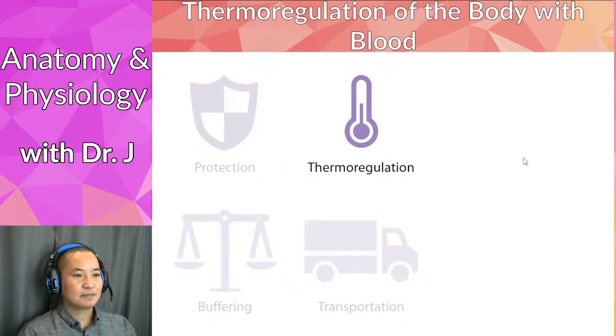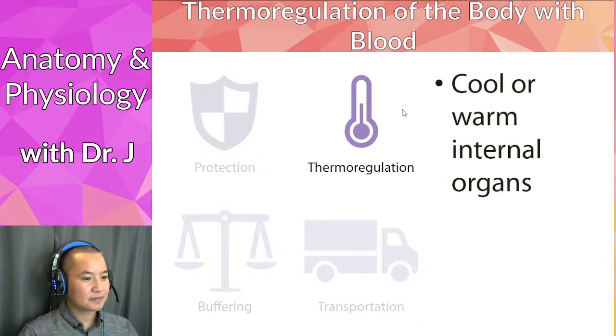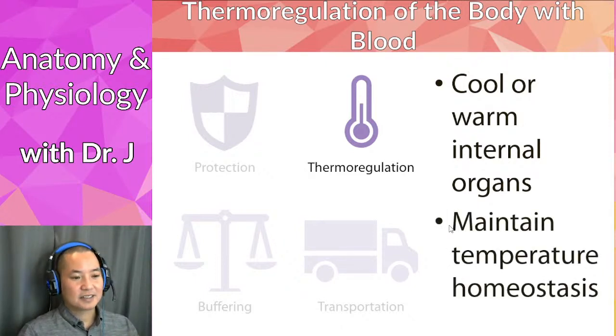Now, thermoregulation of the body. What do I mean by that? Well, maintaining temperature homeostasis, maintaining a normal range of body temperature in your body. So blood can cool or warm internal organs, and why? Well, remember that blood plasma is the liquid component of your blood, and plasma is 92% water. And one of the properties of water is that it's able to retain heat. So by blood being able to absorb and retain heat, this is how your body is able to move blood around throughout your body to maintain temperature homeostasis.